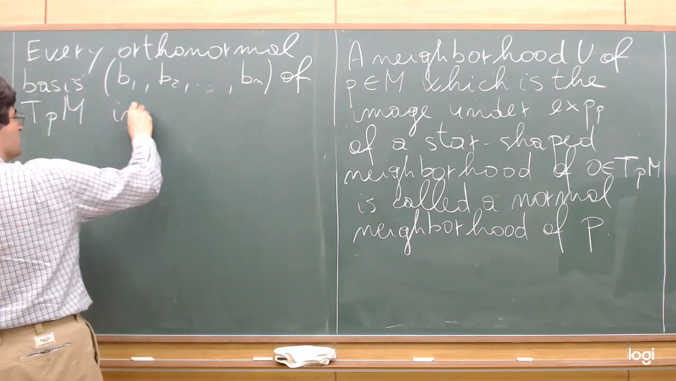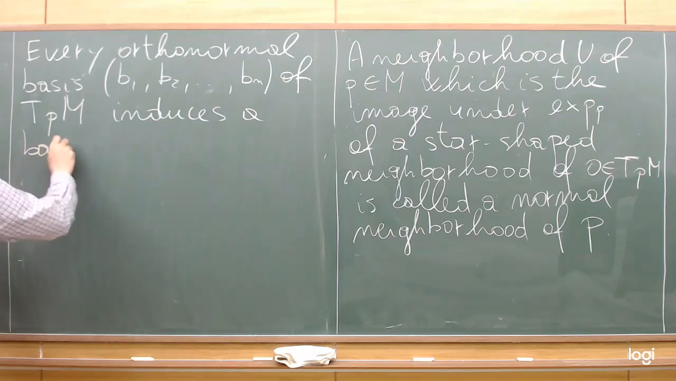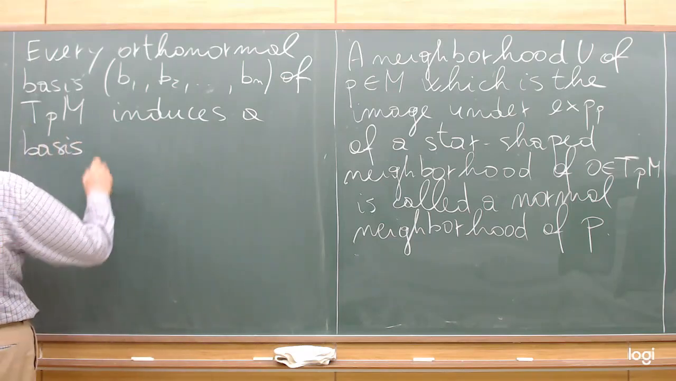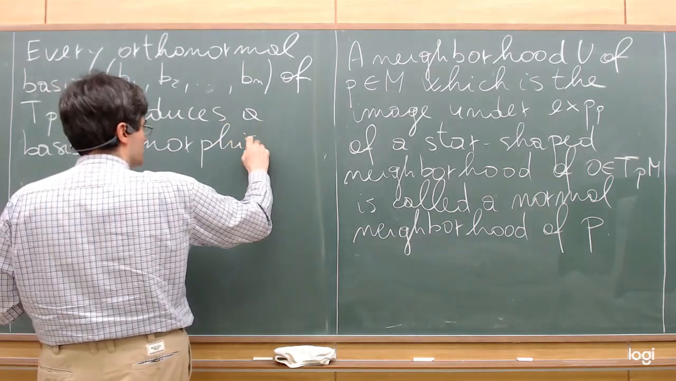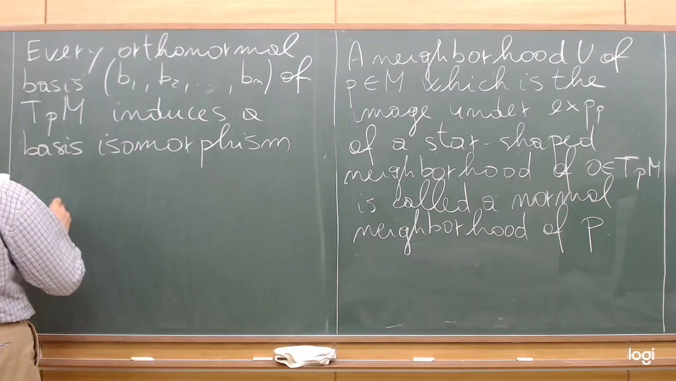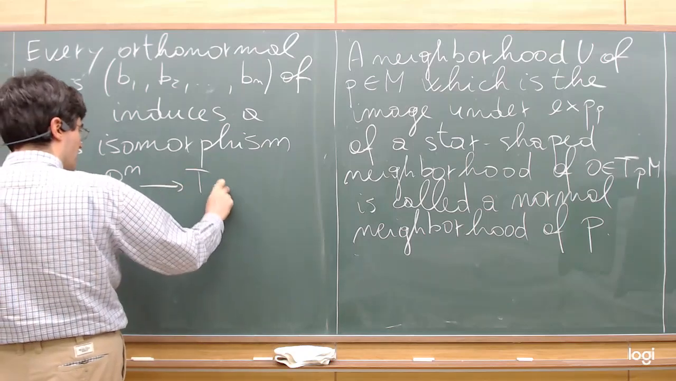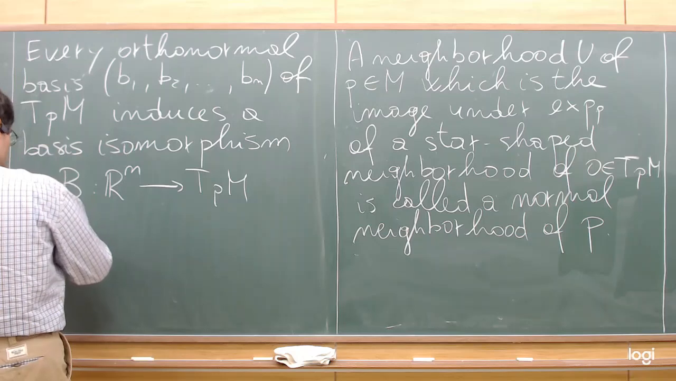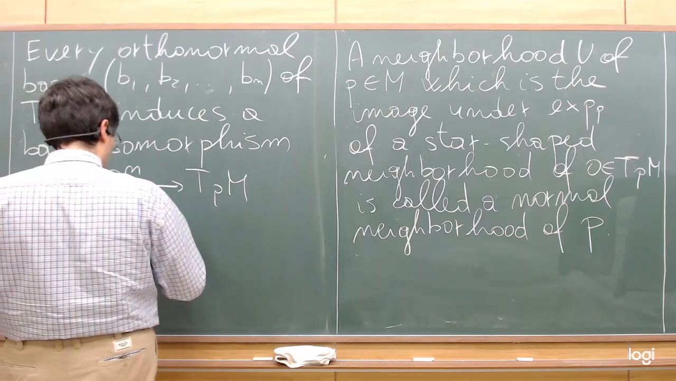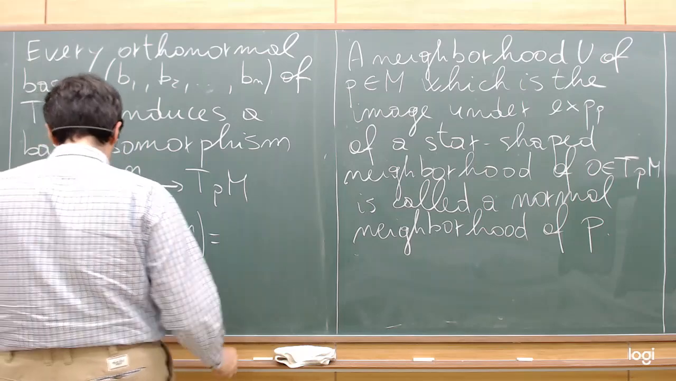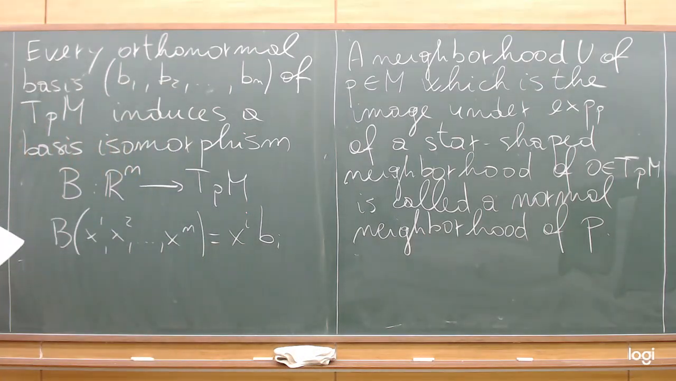induces a basis isomorphism that will be denoted by B, and it is defined by this formula: B of x1, x2, xn is equal to xi bi. So here I am using the Einstein convention.